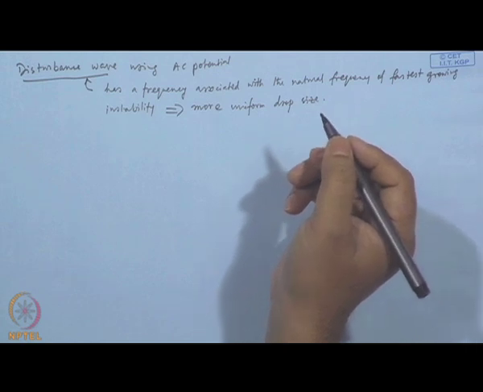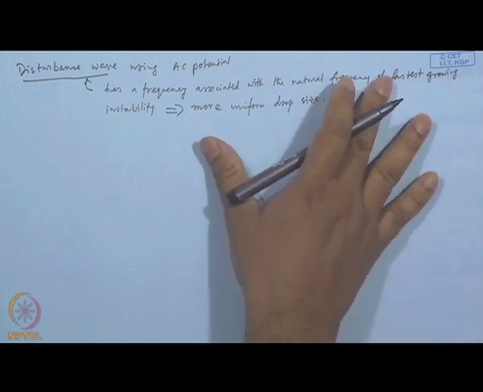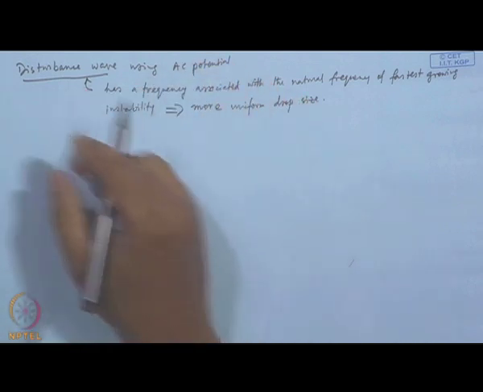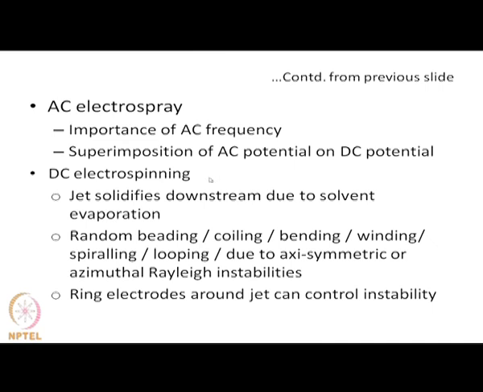So that is what the purpose here is. The next topic that we have in this slide is something called DC electrospinning. Basically, the electrospray that emanates from the tip of the conical meniscus can solidify because of solvent evaporation.